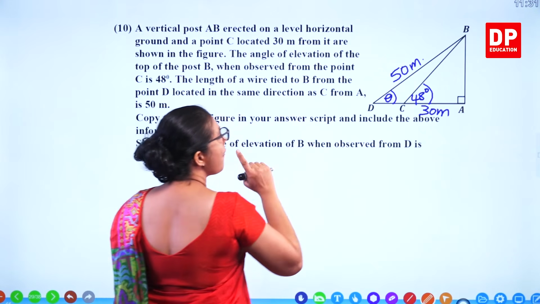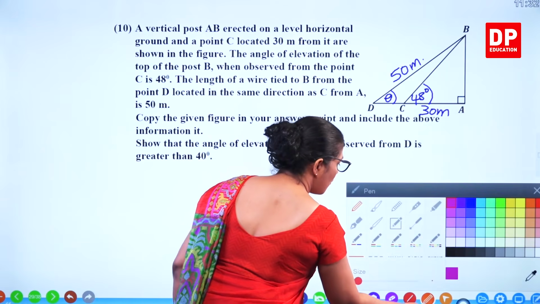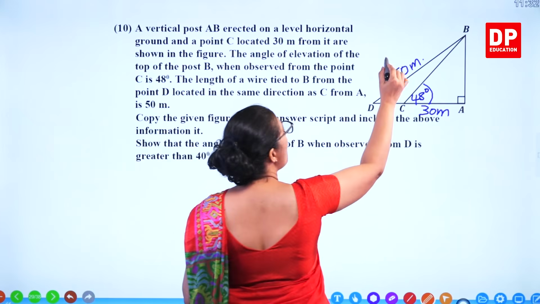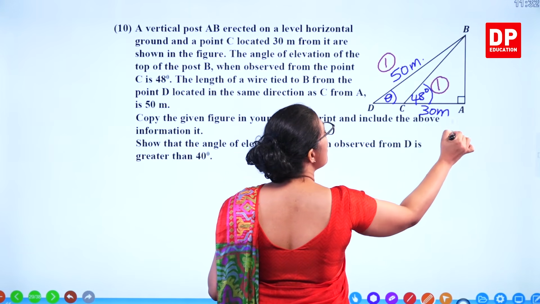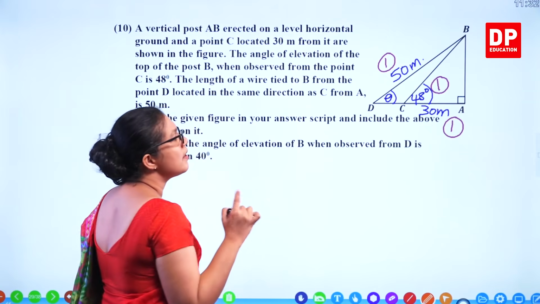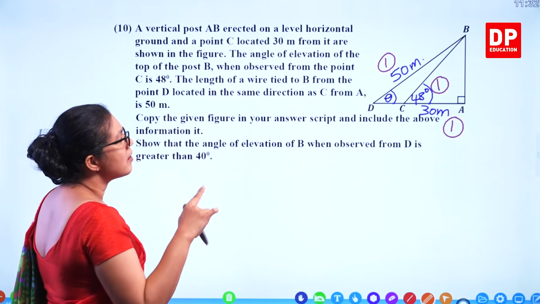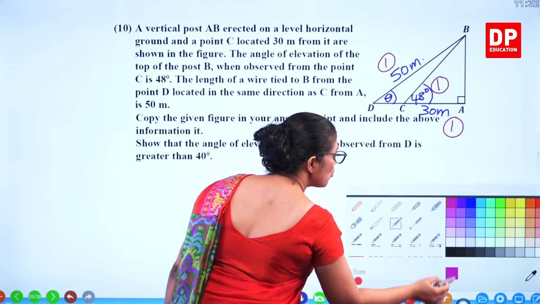This angle. So you get marks for marking on this diagram. 3 marks: 1 mark for marking 50, 1 mark for 48, and 1 mark for 30. So 3 marks just to mark on the diagram. And now we'll try to do the question.